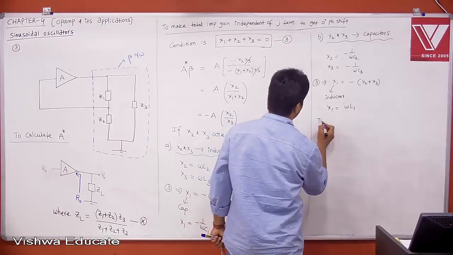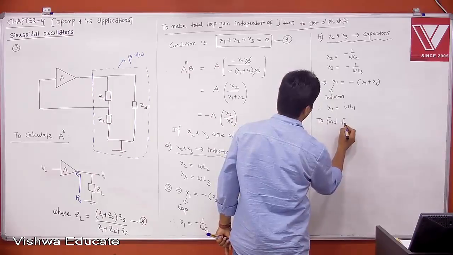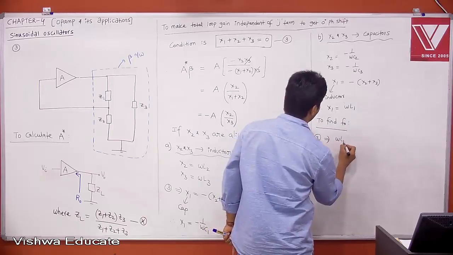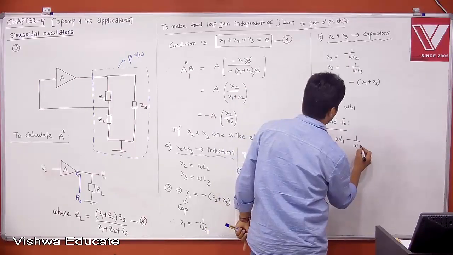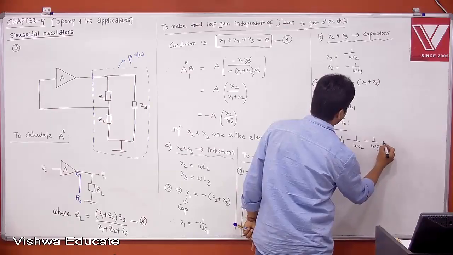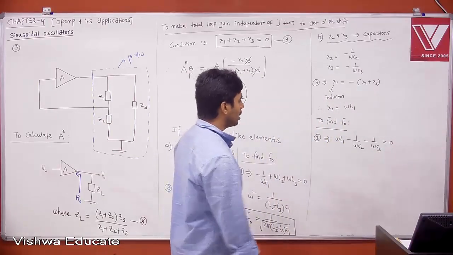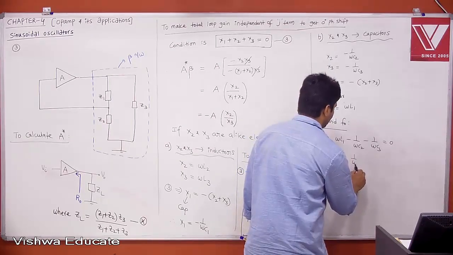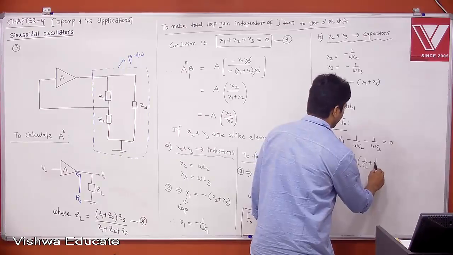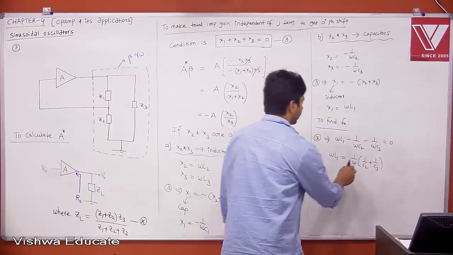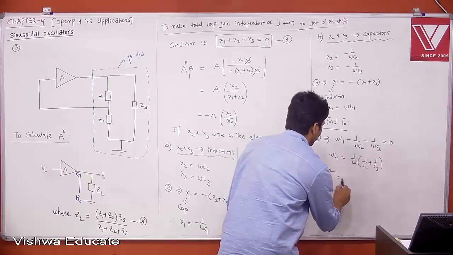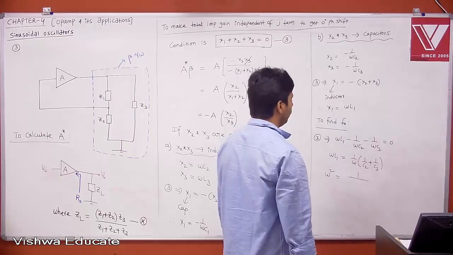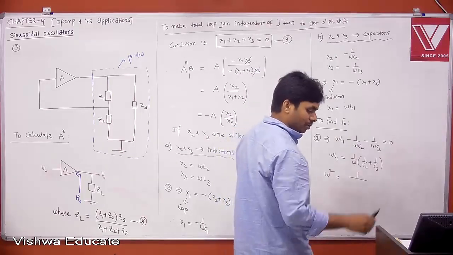Right? Now, in this case, to find f0, what is resonant frequency? To find f0, 3 implies, what is X1? Omega into L1 minus 1 by omega C2 minus 1 by omega C3 is equal to 0. Therefore, omega into L1 is equal to, if you take 1 by omega common, 1 by C2 plus 1 by C3. Then omega square is equal to 1 by L1 into (1 by C2 plus 1 by C3), that is what you will get, right?